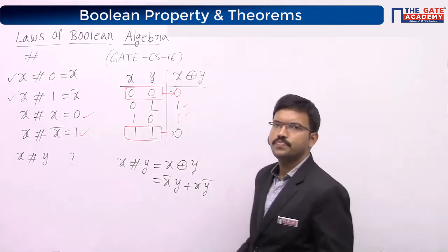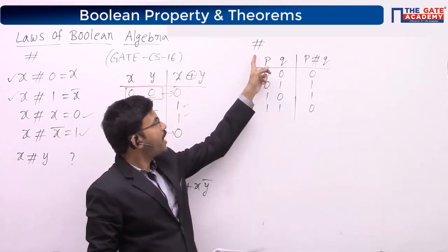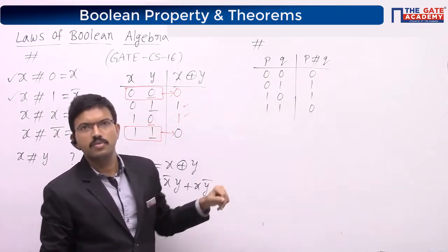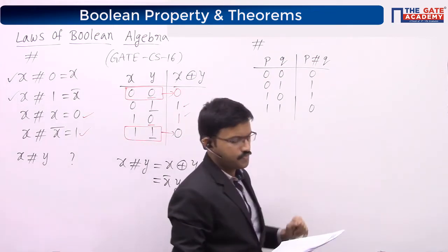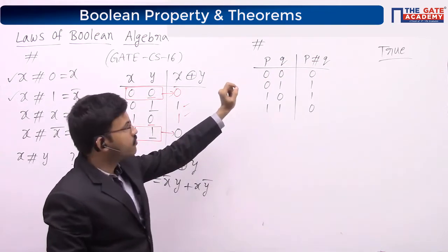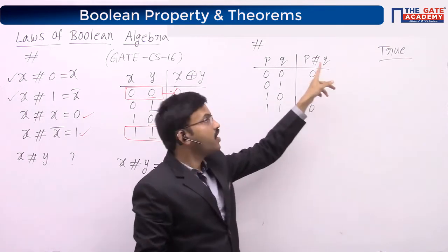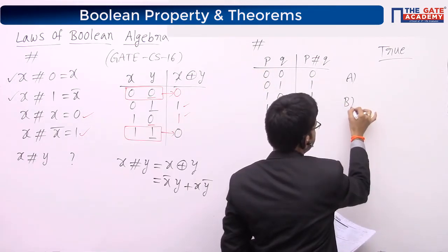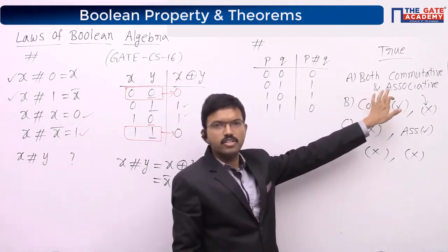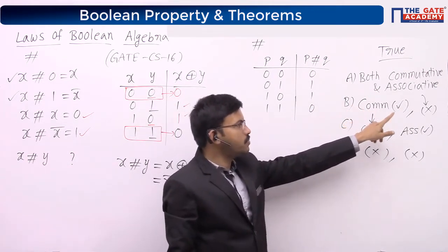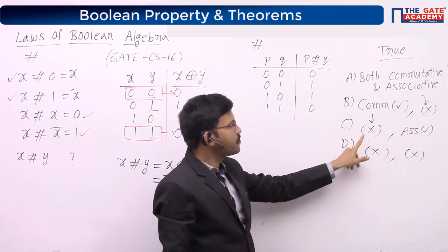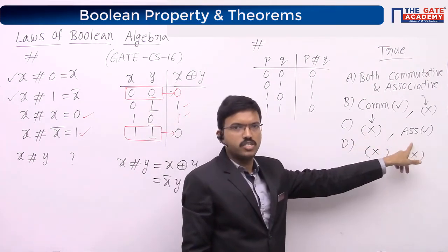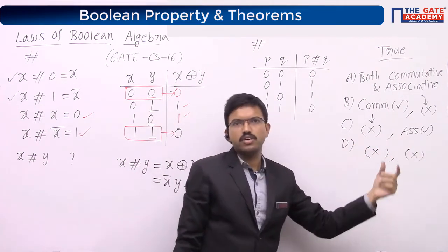Next question. The binary operator hash is defined by the following truth table. After writing this, write down the question. Which of the following is true about the binary operator hash? Write down the 4 choices. Option A, both commutative and associative. Option B, commutative but not associative. Option C, not commutative but associative. Option D, neither commutative nor associative.